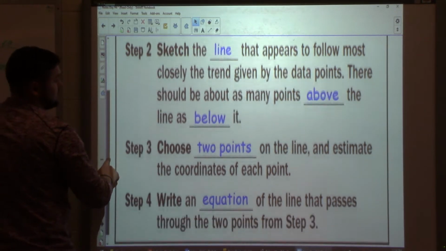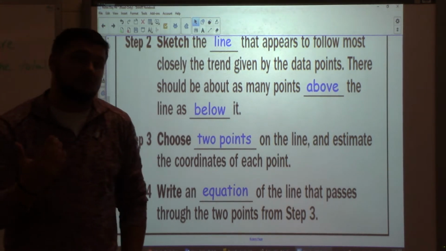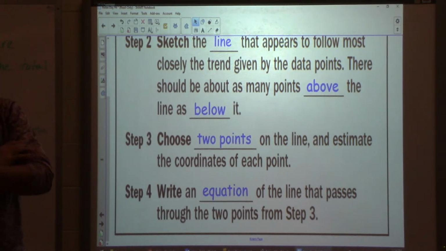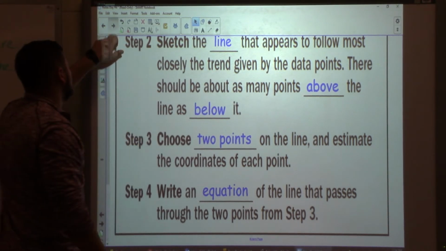Then step 3, we're going to choose 2 points on the line and estimate the coordinates of each point. Now when I do it, I can pick 2 points that I've already plotted so I know their coordinates. You don't have to. I would highly suggest it, however, because otherwise you're kind of guessing and approximating even more than you would be before. And lastly, you're going to write an equation of a line that passes through the 2 points from step 3. It sounds like a lot of stuff to do, but it's really not that bad. Okay? Cool? Alright, let's try it out.